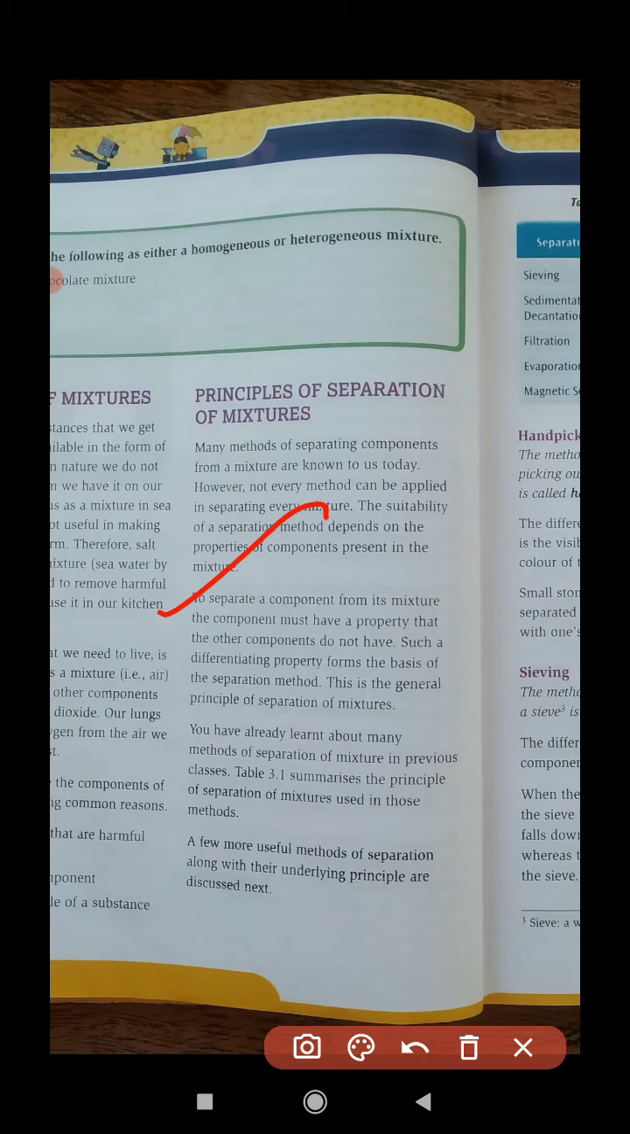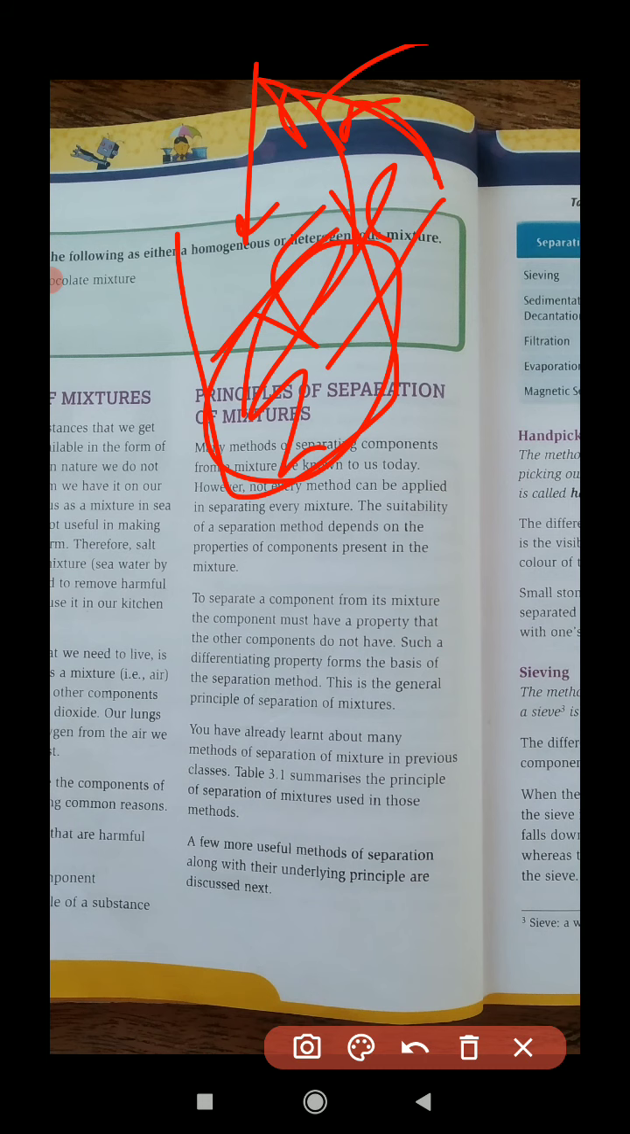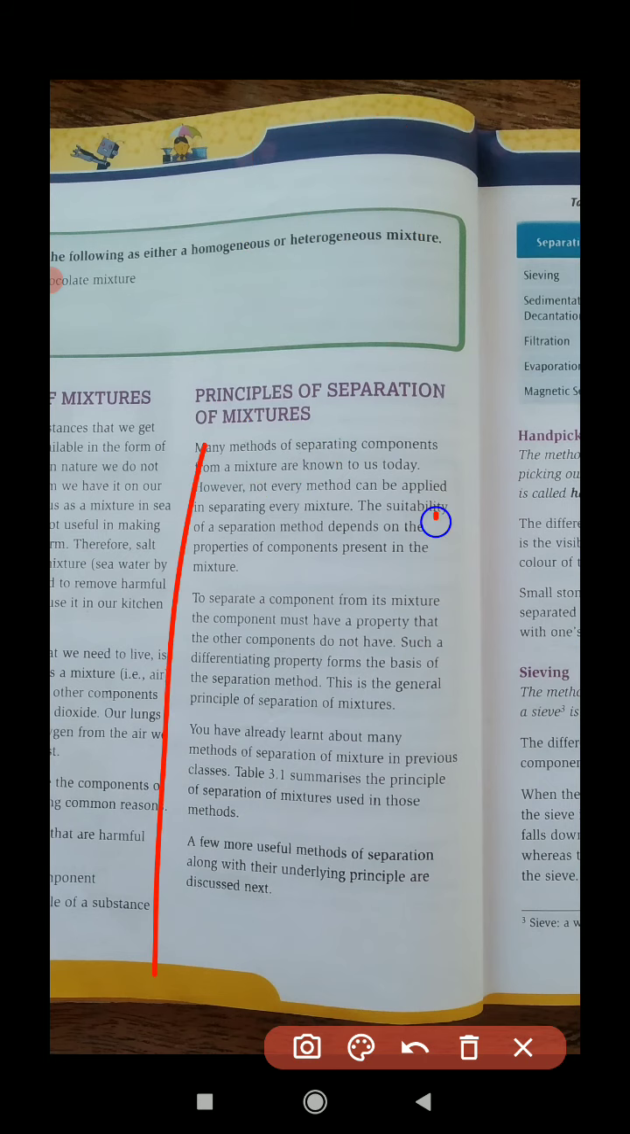Suppose, if I give an example, rice and iron. If we bring a magnet here, iron will be attracted, rice is not. So the other component does not have that one property. Iron has the magnetic property, it will attract, but rice doesn't have it. That's why we can separate. Otherwise, if you apply one process and both can dissolve or both can be attracted, then how can you separate? That is the basic thing written over here. You read, then you can understand. After that, such a differentiating property forms the basis of the separating method. This is the general principle of separation of a mixture.